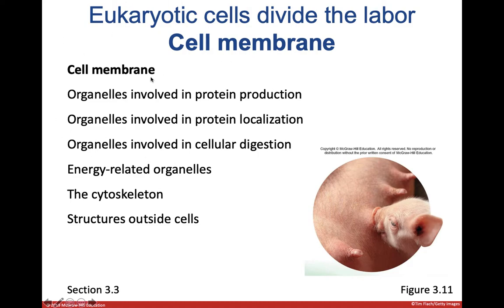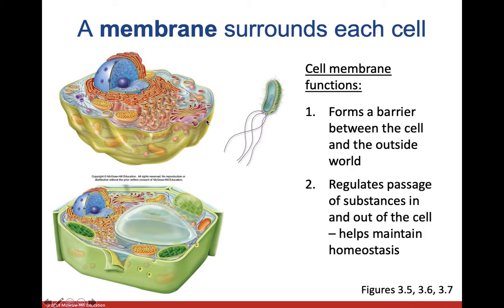Cells that are eukaryotic are really cool in the fact that, as I mentioned, they are compartmentalized. And this is what we're going to talk about here, how eukaryotic cells are compartmentalized. So the very first thing we'll talk about is the cell membrane. Now, every single cell on the planet is going to have a cell membrane. It's going to surround the cell, and it's going to form a barrier between the outside world and the inside world. This is the cell's skin.